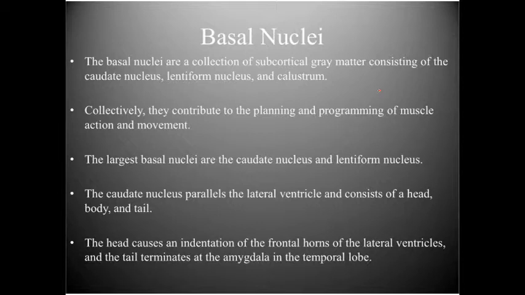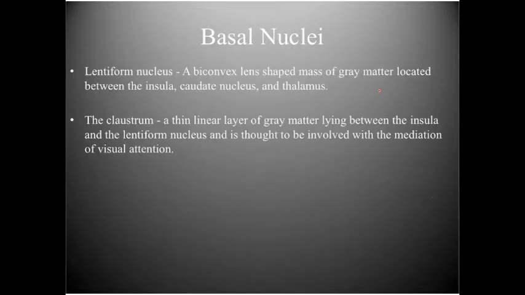The caudate nucleus parallels the lateral ventricle and consists of a head, body, and tail. The head causes the indentation of the frontal horns of the lateral ventricles, and the tail terminates at the amygdala and the temporal lobe. The lentiform nucleus is a biconcave lens-shaped mass of gray matter located between the insula, caudate nucleus, and thalamus. The claustrum is a thin linear layer of gray matter lying between the insula and the lentiform nucleus, and is thought to be involved with the mediation of visual attention.